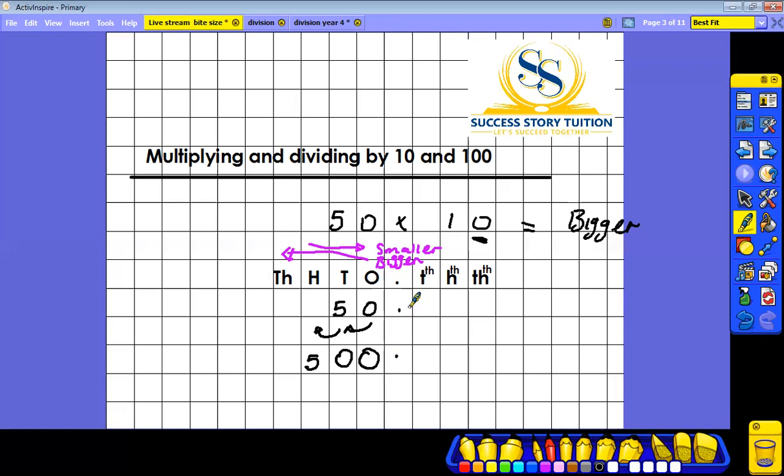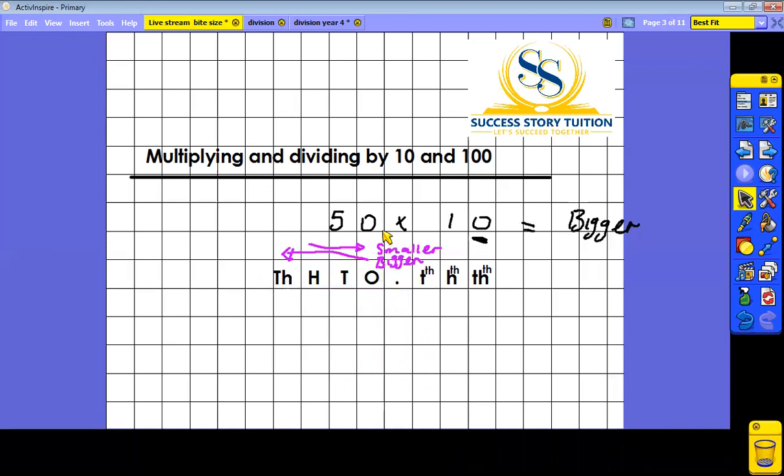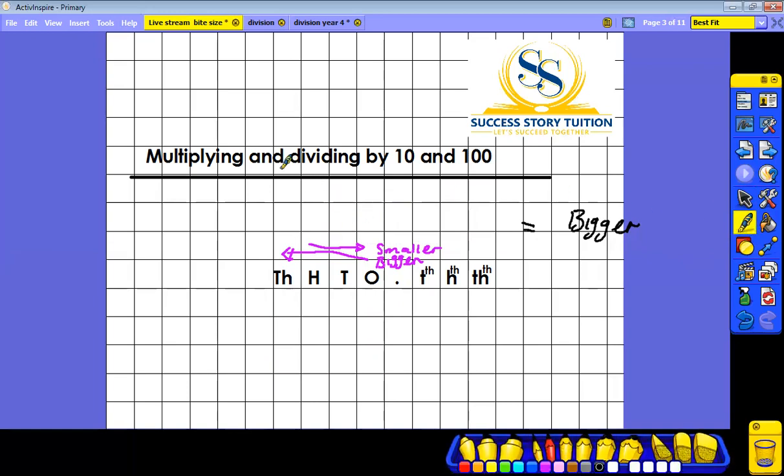Let's take another example. I'm just going to take this off. Let's have a look at a different number entirely. This time around, I think I'm going to multiply by a bigger number. Okay, so let's have a look. Let's go for a big number now. Let's go for 73 multiplied by 100. 100. Whoa, that seems pretty big.